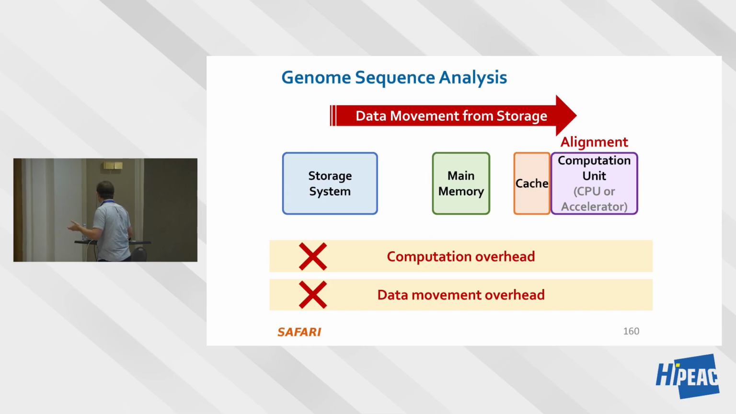So what happens is you need to move a lot of data from the storage system all the way to computation units. And then you need to do the alignment. This is a process called alignment to compare. It has a lot of computation overhead, and there's a lot of data movement overhead.